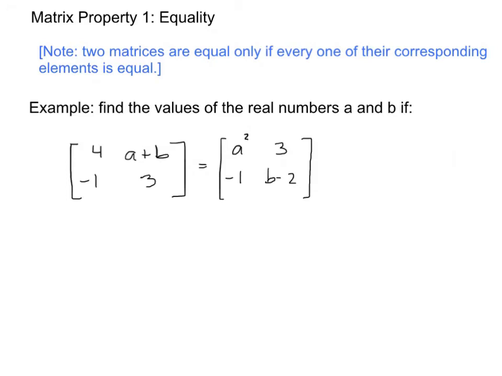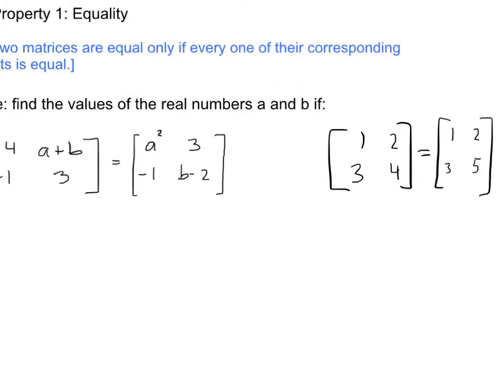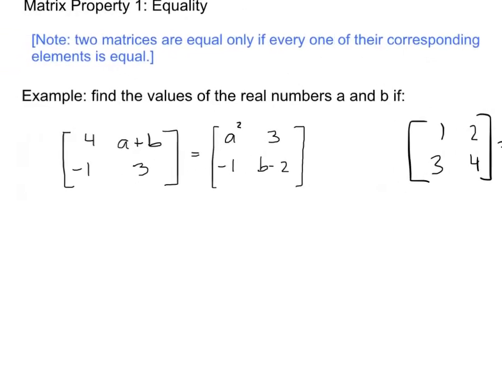Like, if I were to ask you, is the matrix 1, 2, 3, 4 equal to the matrix 1, 2, 3, 5? You'd say, well, no, because they're not exactly the same. So the key is, if the things are exactly the same, then they're equal, right?